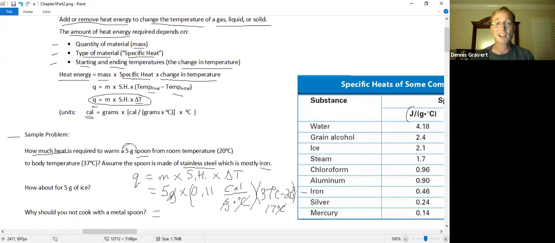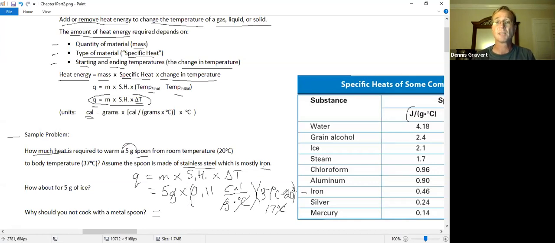So now we go get your calculator and take 5 times 0.11 times 17, and you get something with, I hope I'm looking at my number here on my scratch work, no, it's around 9.01. How many sig figs are in my answer?